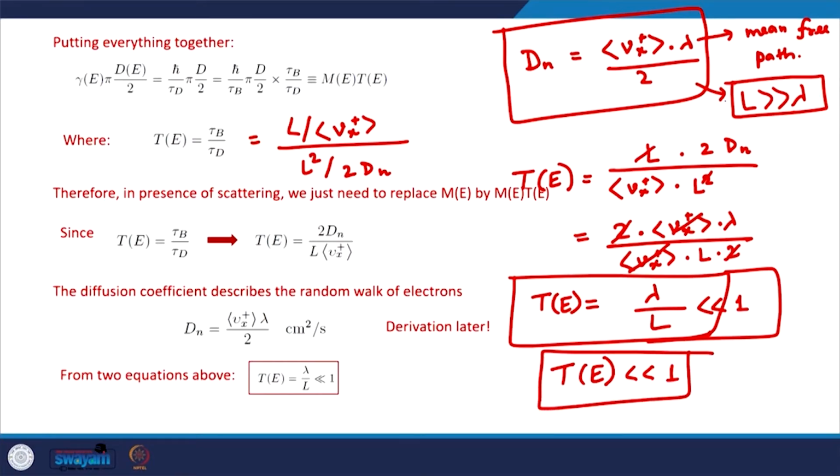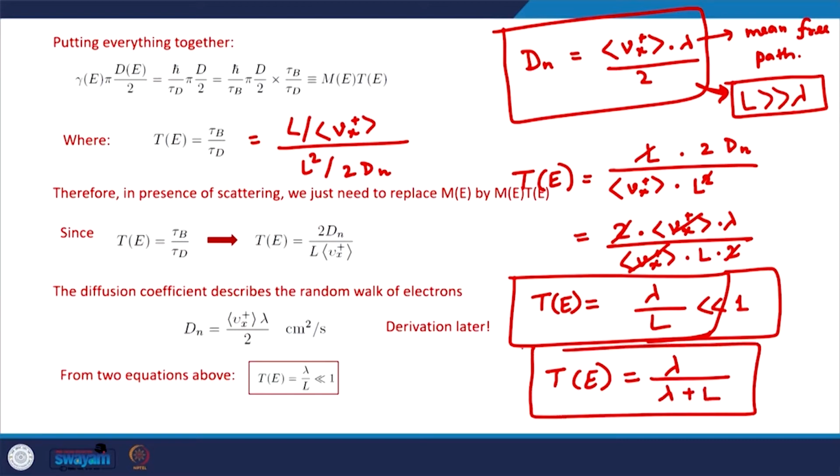Now, this expression was for a limiting case when L is extremely large as compared to lambda, the mean free path. But in a more general way, this transmission coefficient can be written as Te equals lambda divided by lambda plus L. So, this is the more general expression for the transmission coefficient, and this holds true both for the diffusive case and the ballistic case.